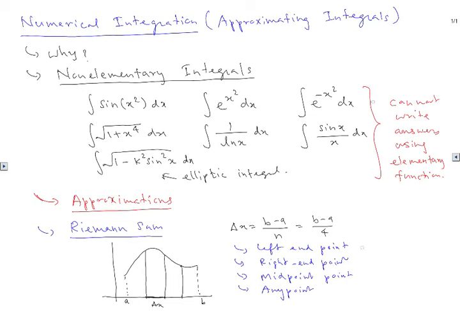So we can have a notation for that. We can say the Riemann sum using left end point, Riemann sum using right end point, Riemann sum using the midpoint. So those are the four common ones. So let's go with the left end point.